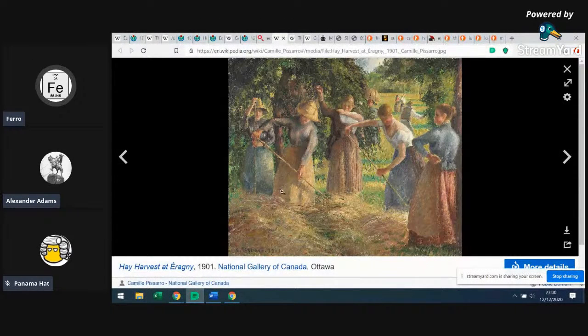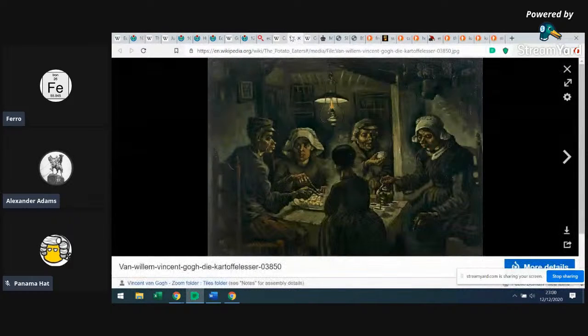More of these kind of working scenes. But this, of course, is more. This is the rural poor, and here we have the rural poor again in Van Gogh's Potato Eaters of 1885. Van Gogh went through a very dark period, producing very dark, heavy pictures of workers.